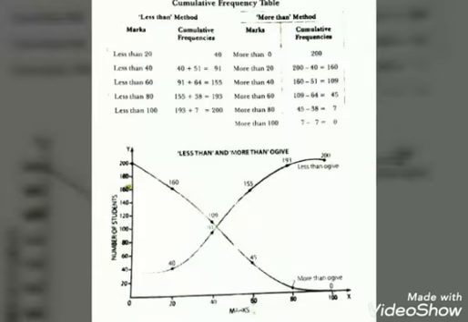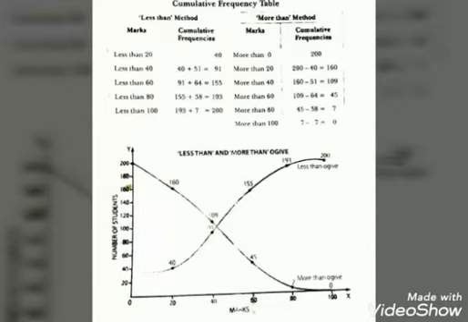Then for more than 40, 160 minus 51, 51 is the frequency of the second class interval, that comes to 109. Then more than 60, 109 minus 64, that comes to 45. Then more than 80, it comes to 45 minus 38, because 38 is the frequency of the fourth class interval, that comes to 7. And when we talk about more than 100, it comes to 7 minus 7, that comes to 0. So you have seen that in more than, the cumulative frequency is decreasing, and in less than, it is increasing.